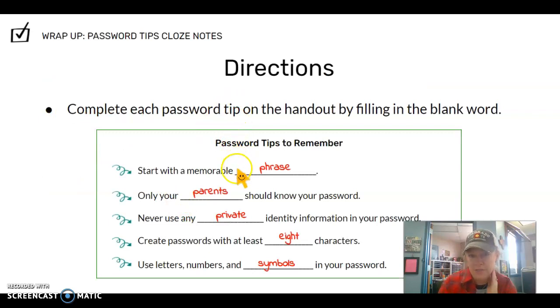So here are some tips to remember when making passwords. Start with a memorable phrase. That might be a good idea. Only your parents should know your password. That is important because your parents can write it down and put it somewhere safe. If you're at school and you're doing your Rapid Identity passwords, it's okay to share that with your teacher because then she can help you in case you forgot it. And also, if you ever forget your password with Rapid Identity, your teacher can reach out to me or you can reach out to me and I can reset them for you. I can give you a generic password and then you will enter it and then reset it.